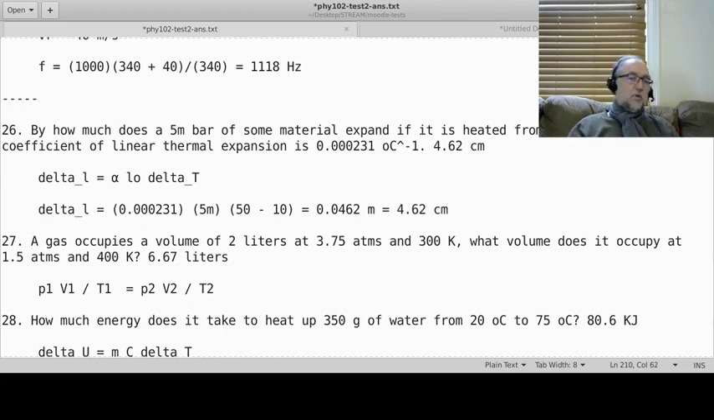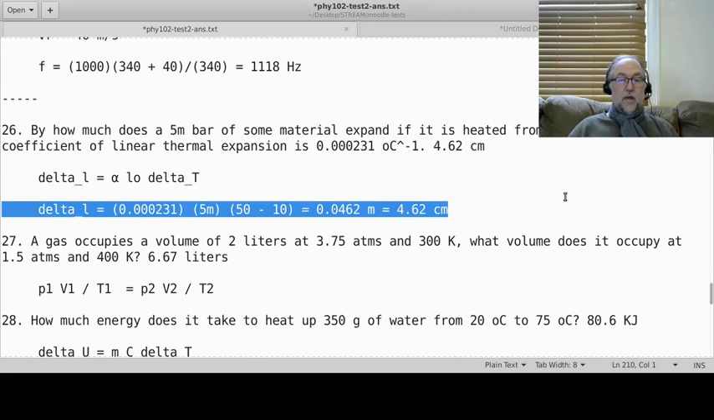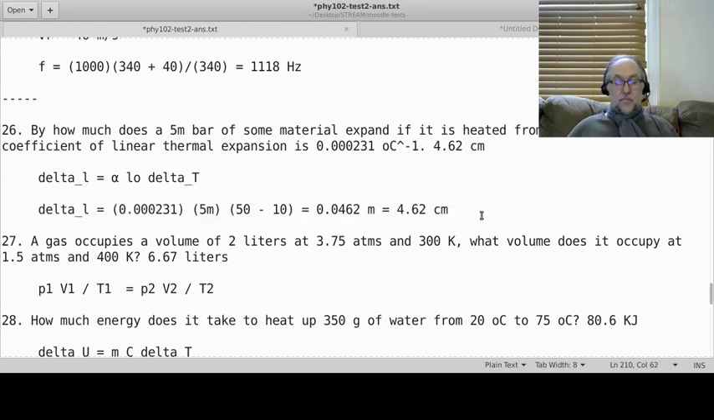Now that's actually a pretty big expansion. Things don't normally expand that much, but it's not atypical for some metal over that temperature range to expand a few millimeters, maybe even half a centimeter. Yeah, it is a noticeable effect. So there you go.